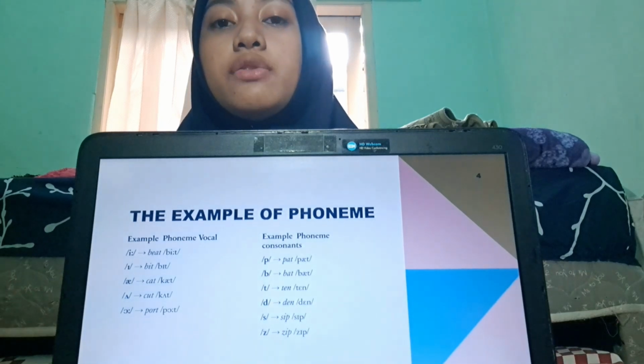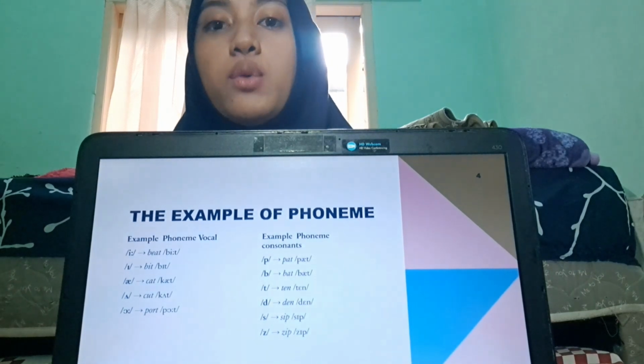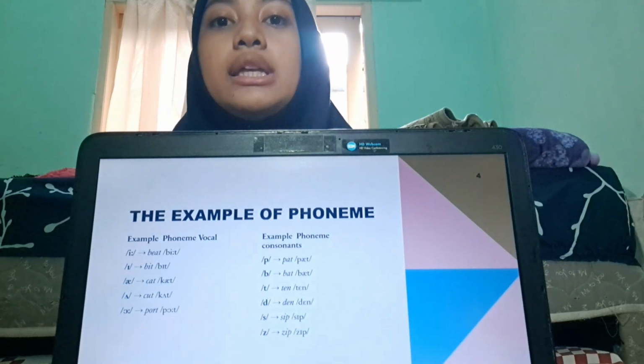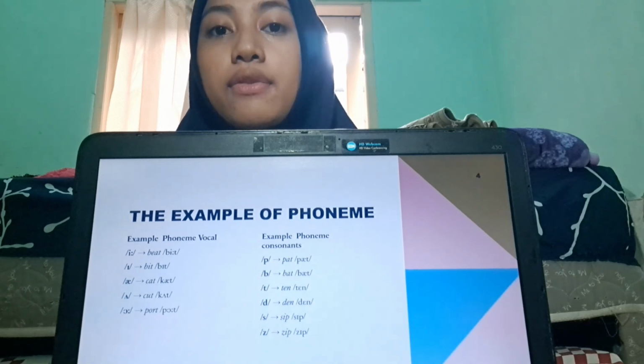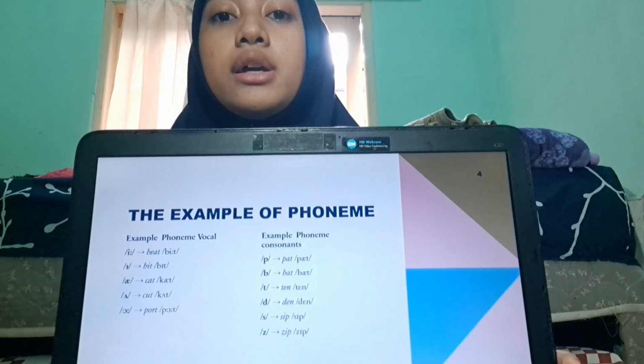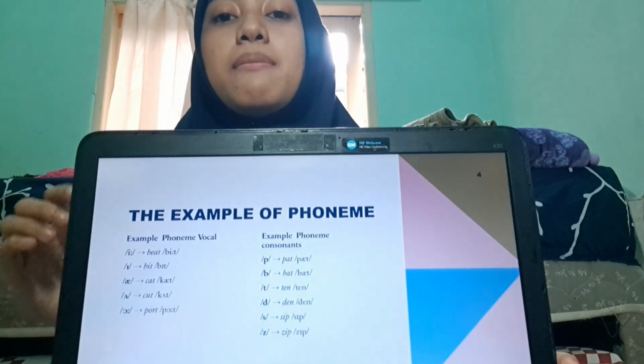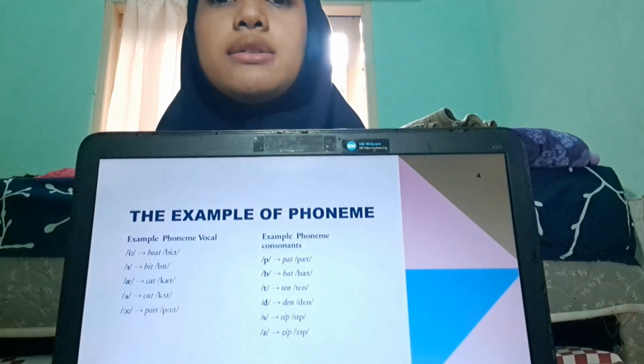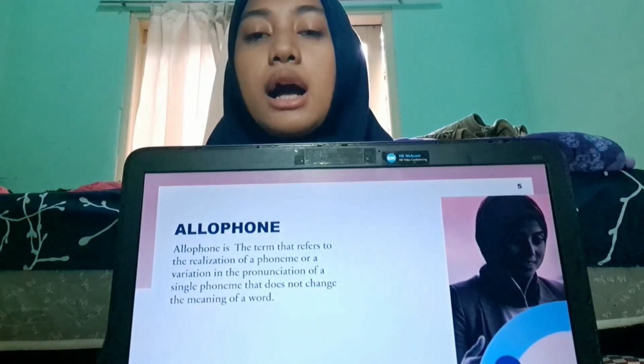There are two different kinds of phoneme. The first one is vowel, like E in beat, A in cat. And consonant phoneme, like P in pat, B in bat, or T in tat. And the next slide is allophone.